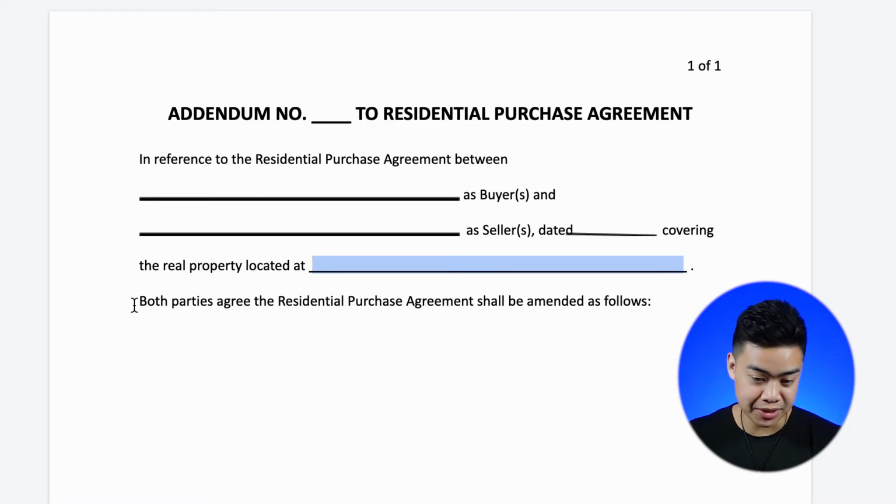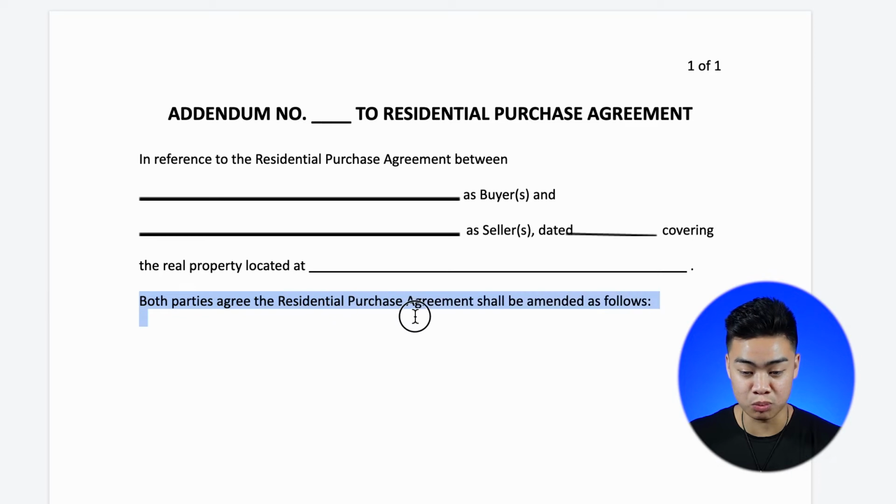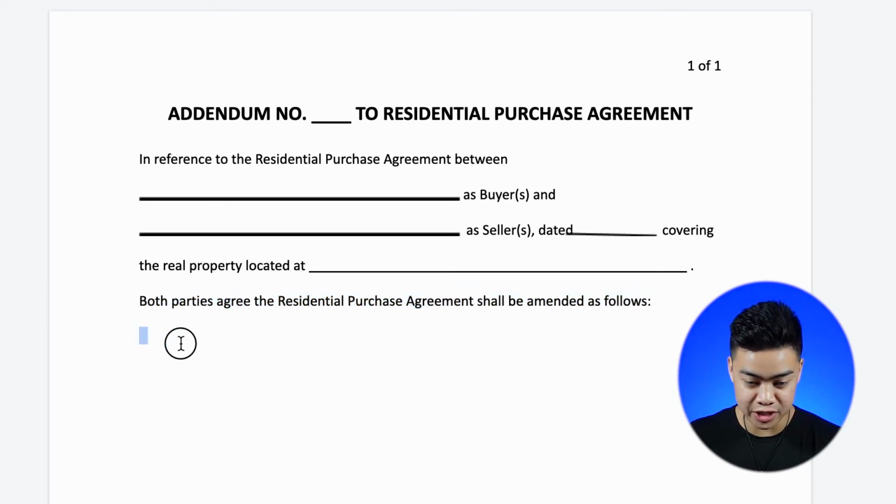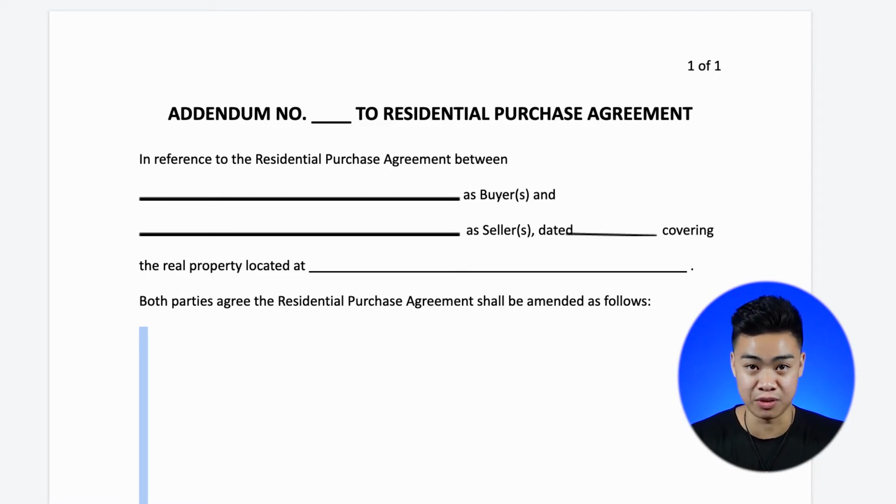Next thing you read is both parties agree to the residential purchase agreement shall be amended as follows. And in this blank section right here, this is your time to shine, your time to write anything that you need to write to addend the agreement. So there are a lot of reasons and things that you can put in this section to addend the contract, but I'll get into that a little bit later.